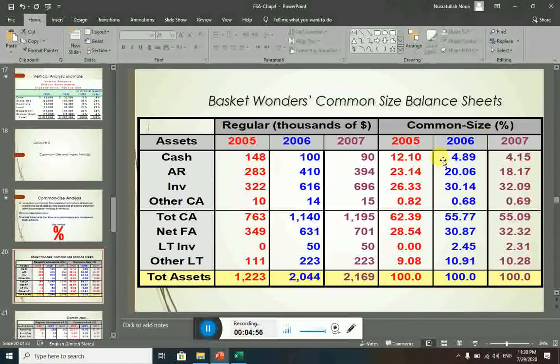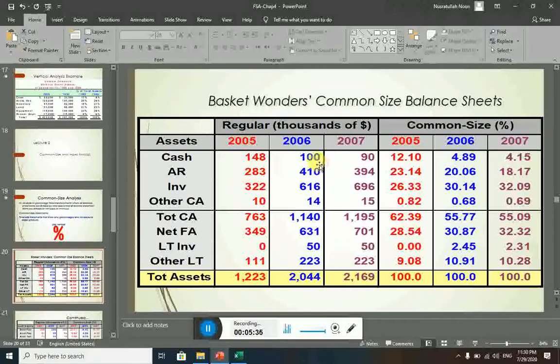Now what has been done for 2015 is that the subtotal is divided by the grand total and then multiplied by 100. You can see this is the subtotal, 148 divided by 1223 multiplied by 100. If you do that, you will get 12.2%, right? So the subtotal divided by the grand total multiplied by 100 gives you the result.